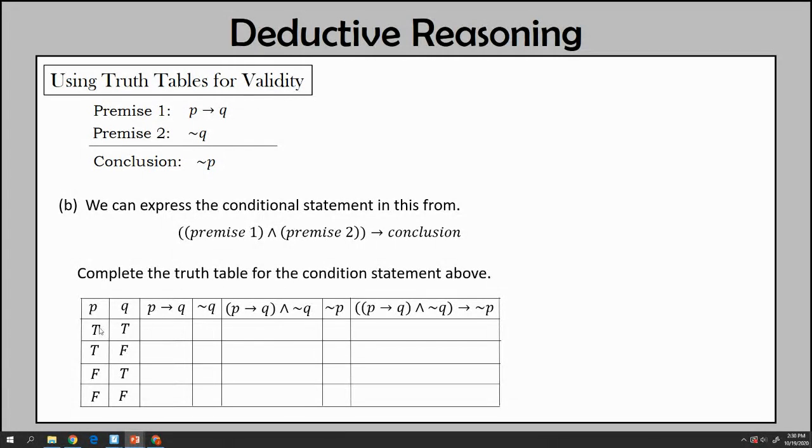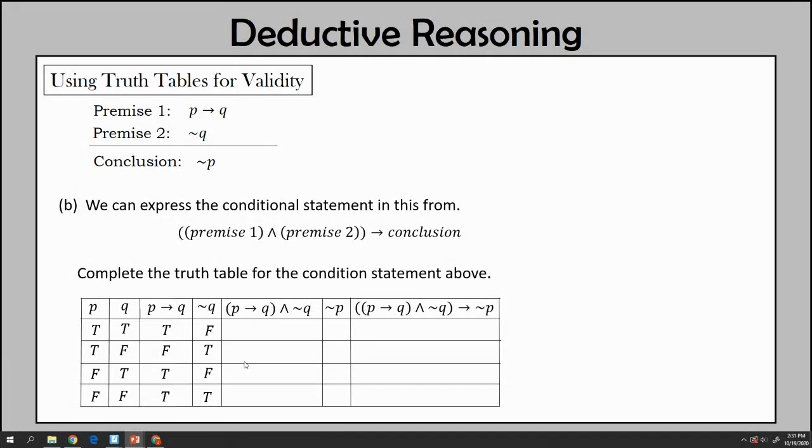So here's P implies Q. True implies true is true. True implies false, there's the only false one. False implies true, false implies false. So here's P implies Q. Now I put the negation of Q in the next column because that's what we do next. Remember, it's premise one and premise two. So premise two is P implies Q and the negation of Q. Let's do the negation of Q first. Those come right from the Q column. Negation means opposite. So true becomes false, false becomes true, false becomes true.